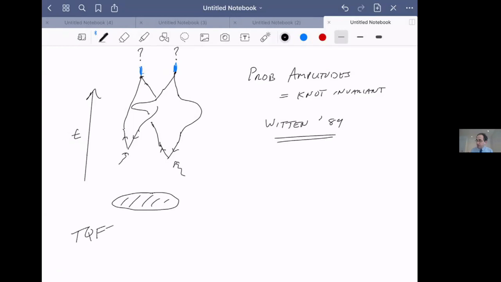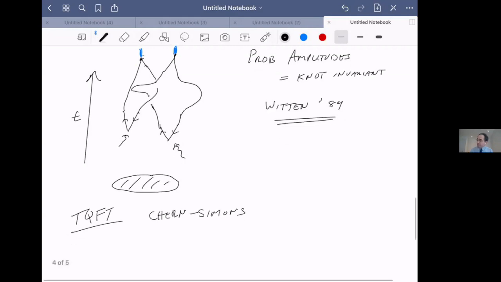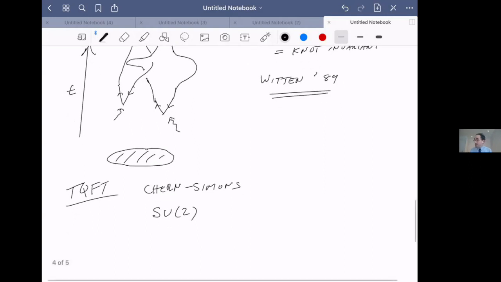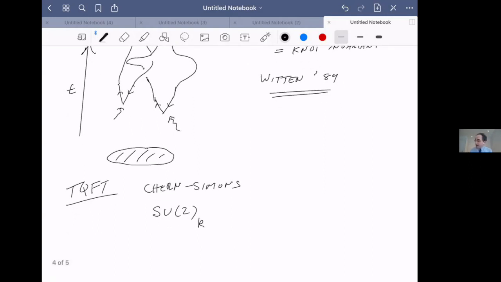So they were, I'll call it TQFT, for topological quantum field theories. There were known gauge theories known as Chern-Simons theories. Chern-Simons theory is a gauge theory, which means we have to have a gauge group. We'll choose SU2 as our gauge group. And then it needs a coupling constant K, which must be an integer. And these were known topological quantum field theories.